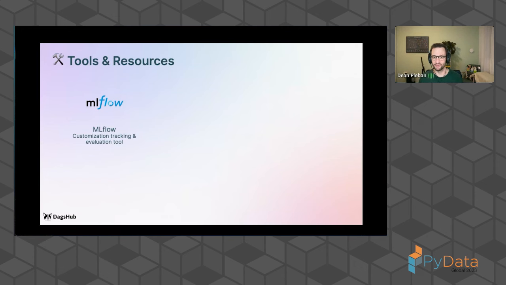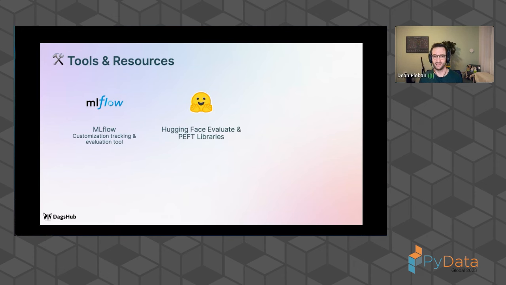So a few tools that I think could be useful for the process of customizing and evaluating LLMs. MLflow is a great tool for evaluating and customizing LLMs. It offers great features for prompt engineering, experiment tracking, which you can use to track fine-tuning, LoRA or retraining experiments. And it even has features for tracking evaluations of LLMs.